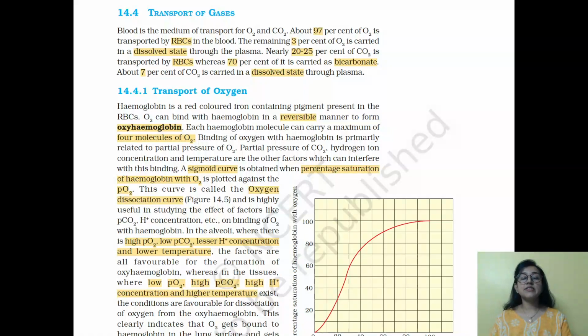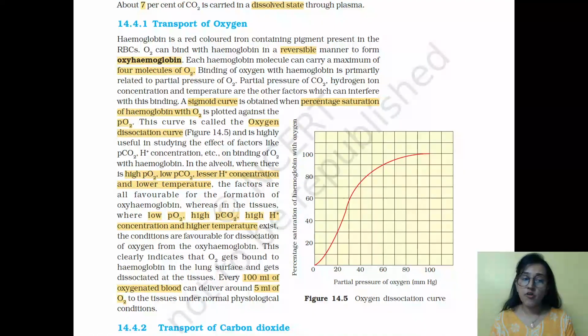We all know blood is mainly composed of two substances, that is the blood corpuscles and the plasma. So, in the red blood corpuscles, some amount of both the gases are carried, and in a dissolved state through plasma, some amount of both the gases are carried. As bicarbonate ion, we all know the formula of bicarbonate is HCO3-. So, in this, the carbon dioxide is also carried, which we will study later.